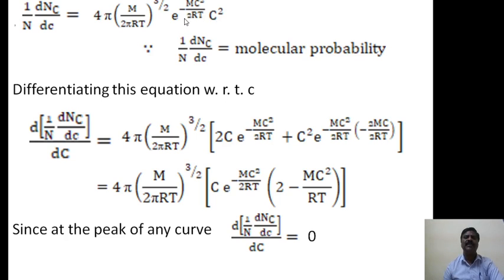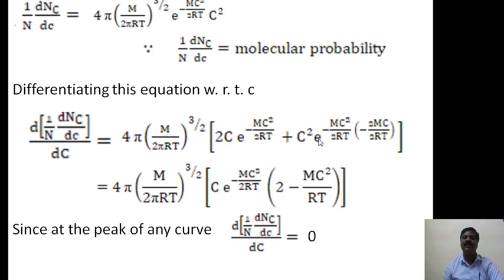Therefore I consider e to the power of minus mc² divided by 2RT as the first function, and c² as the second function. The first function is kept constant as it is, e to the power of minus mc² divided by 2RT. Then take the differentiation of the second, the differentiation of c² becomes 2c. Then put a plus sign. Then keep the second function as it is, c², into the differentiation of the first function.